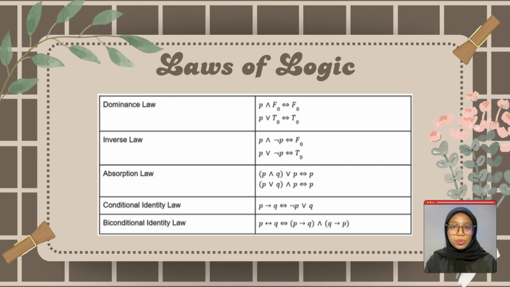This slide continues with additional laws of logic. The dominance law states that certain true values dominate the outcome of a logical expression. For example, any statement combined with a false value using conjunction will always be false. Next is the inverse law, which shows that when a statement is combined with its negation, the result will either be true or false depending on the operator used.